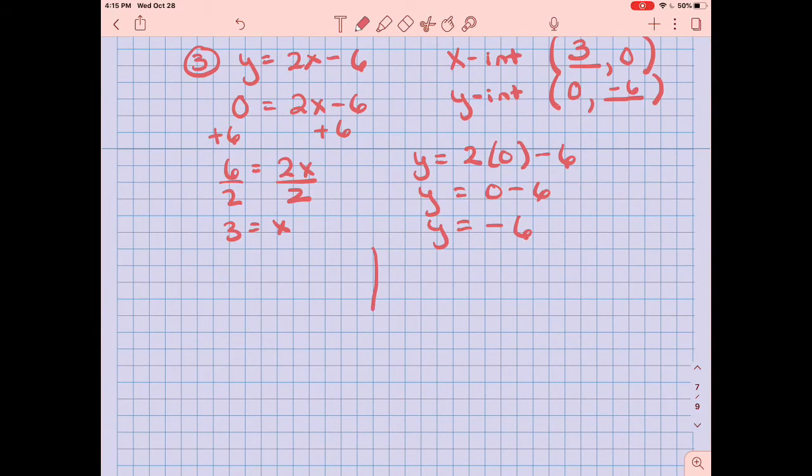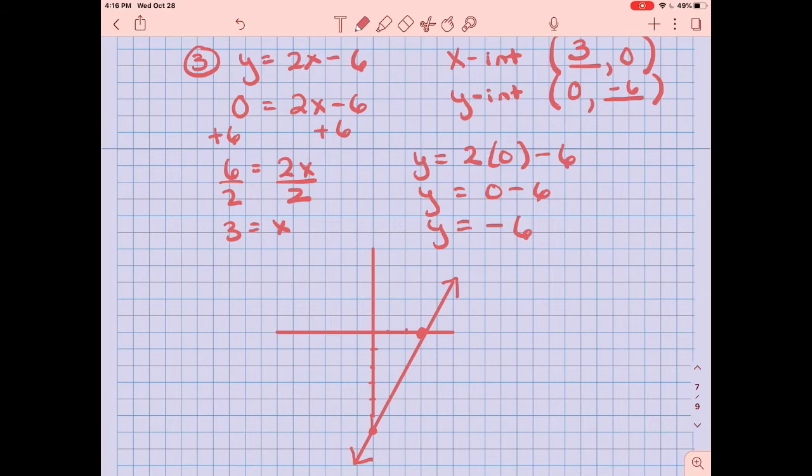Thankfully, you probably get a graph in ALEX, and you don't need to freehand it like I am. So 3 and 0, 1, 2, 3 and 0 is right here. And then 0 and negative 6. 1, 2, 3, 4, 5, 6 is down here. And then I'm going to connect my line. And there we go. So that's one way to graph that.